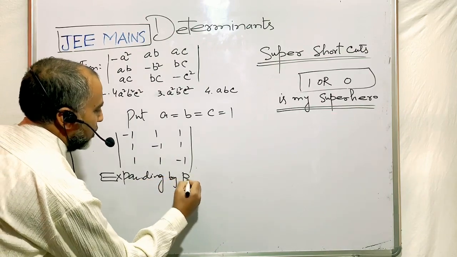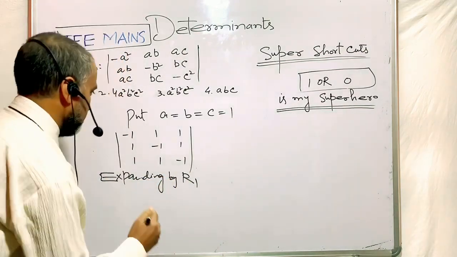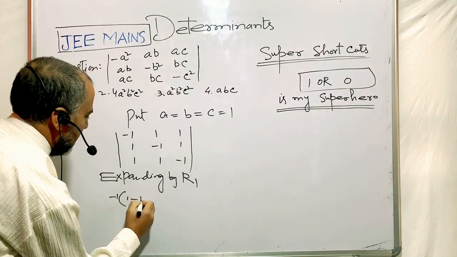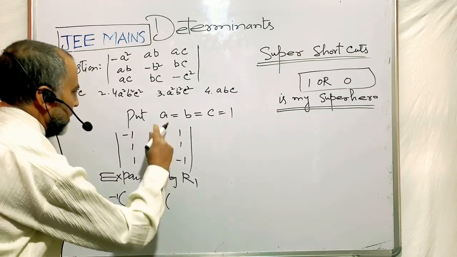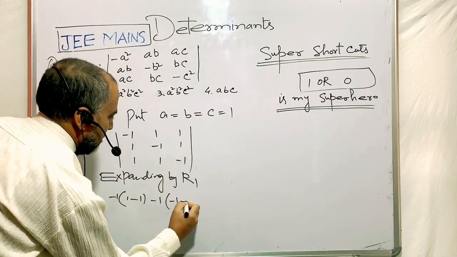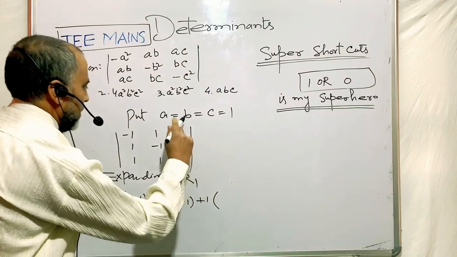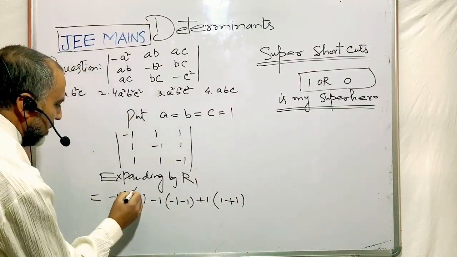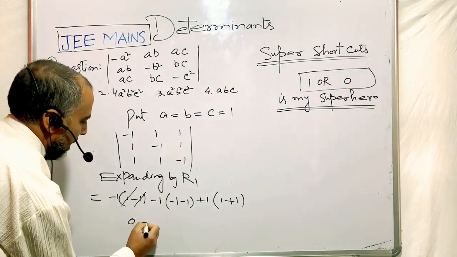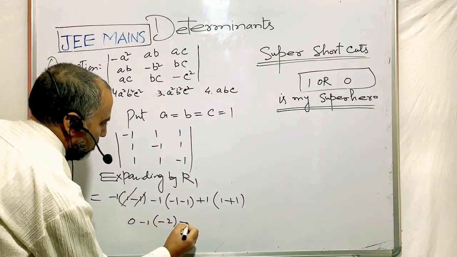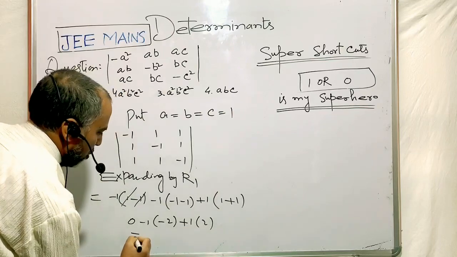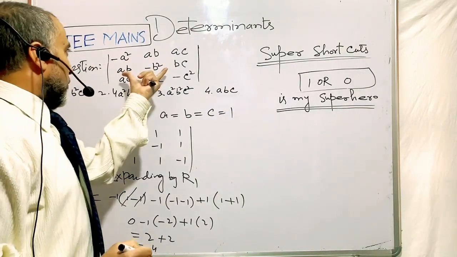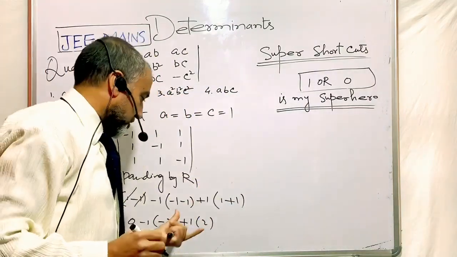expanding by R1. What is R1? R1 is row first. Okay, minus 1 times, you have to delete this and this. It is 1 minus 1, then it is minus 1. Simple way, minus 1 minus 1, we have got 1. Ye aur ye delete karke, 1 plus 1. You are left with this and this will go. It is 0 minus 1 into minus 2 plus 1 into 2. You got 2 plus 2 is equal to 4. So, jo determinant ka value hai, that is equal to 4.